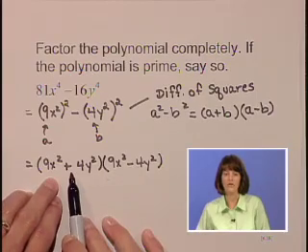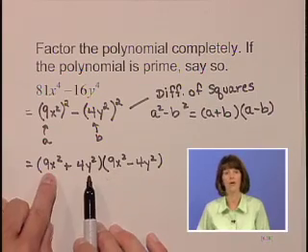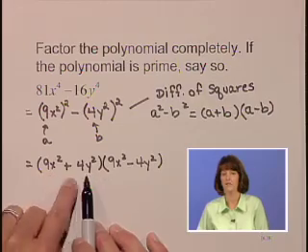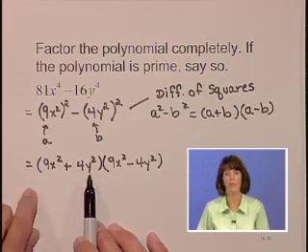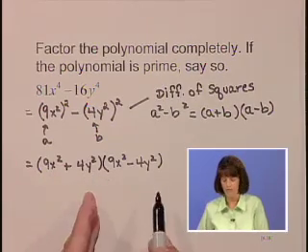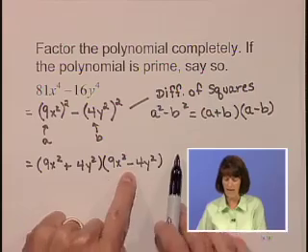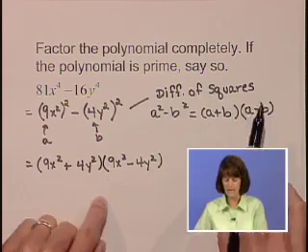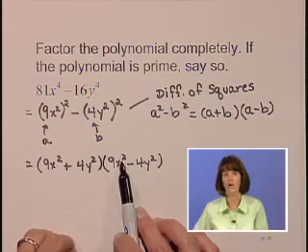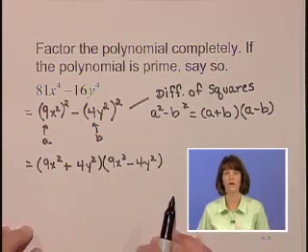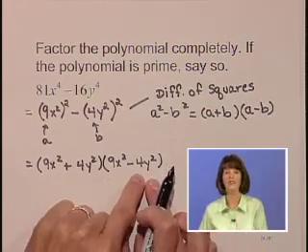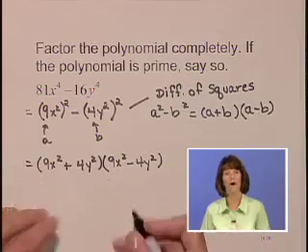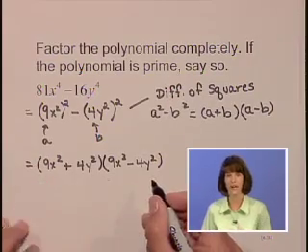With our first factor, we have a sum of squares. Now, a sum of squares does not factor, it is prime. But as we look at the second factor, again, we have a difference of squares. In it, that 9x squared comes from the quantity 3x squared. The 4y squared comes from the quantity 2y squared. So let's continue factoring it.